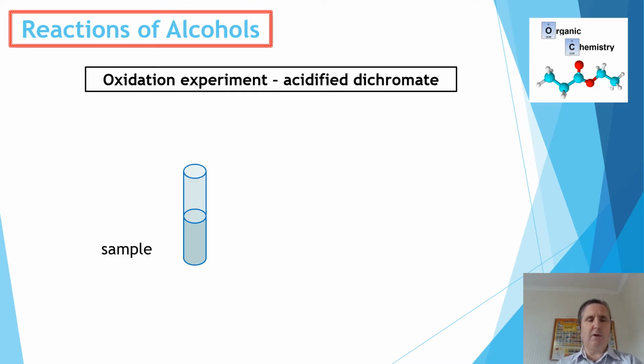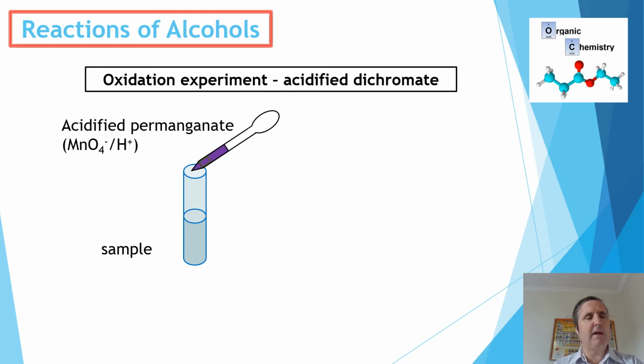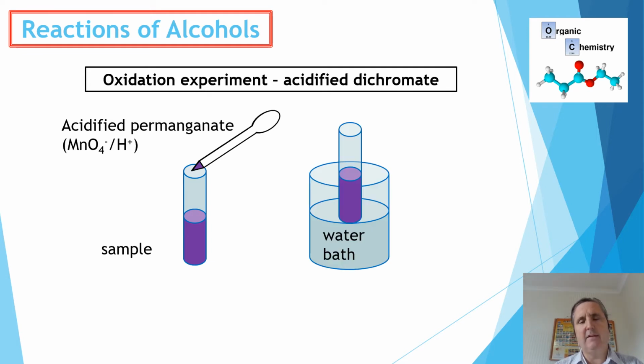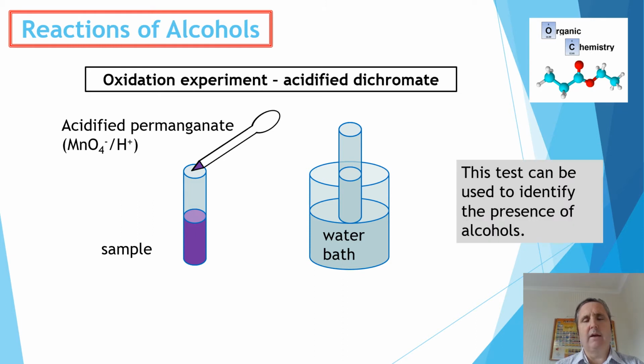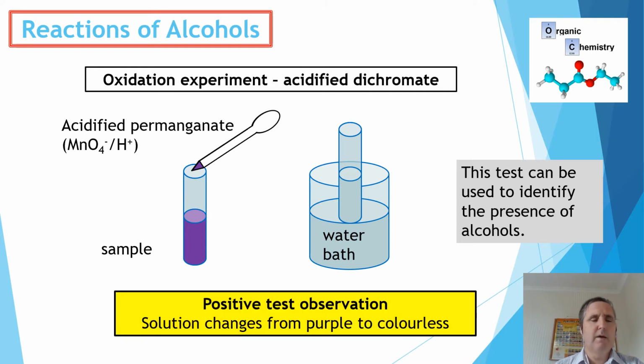We take another unknown sample, and we can add acidified permanganate, that's MnO4- with the H+ being added, the acidified part. We add that to the solution, and it turns purple. We heat it again, and after 5 minutes it goes colourless. So this test is used to identify the presence of alcohols as well, but in this case the solution changes from purple to colourless. So if you add permanganate to your sample and it goes from purple to colourless after a wee bit of heating, we know that there's an alcohol present.